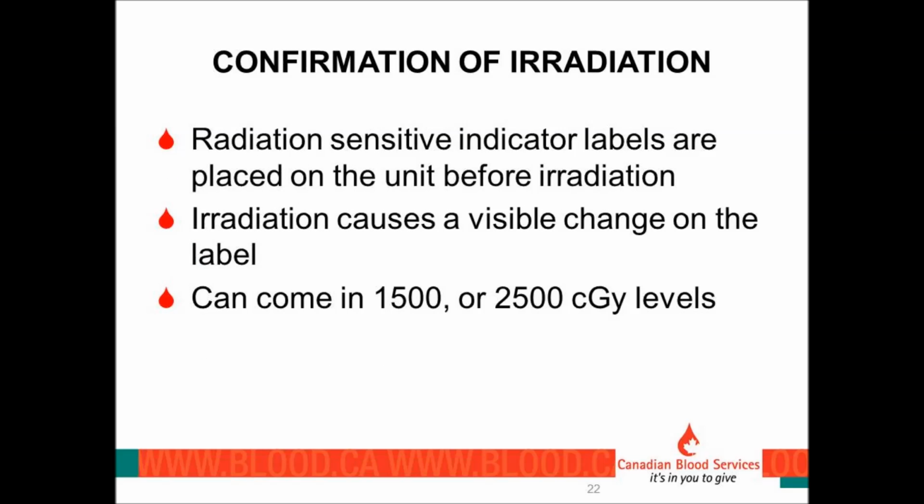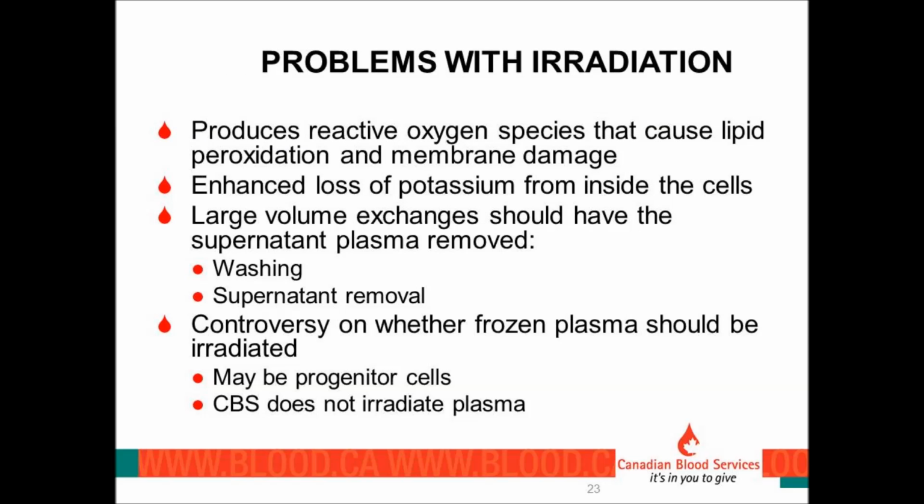For confirmation of irradiation, as you're aware, we put on a RADSURE label before we irradiate a unit, and if it was irradiated, the label changes color to indicate that the radiation happened. You can buy these labels in the 1500 or the 2500 gray levels. Irradiation isn't without dangers.